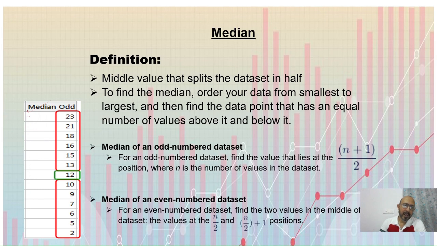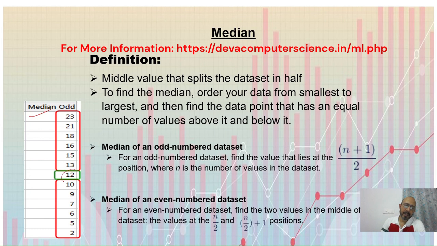Here we can see our dataset. First, we order our dataset, 2 up to 23, and 12 is the middle point of our dataset. That is the middle point of our dataset.